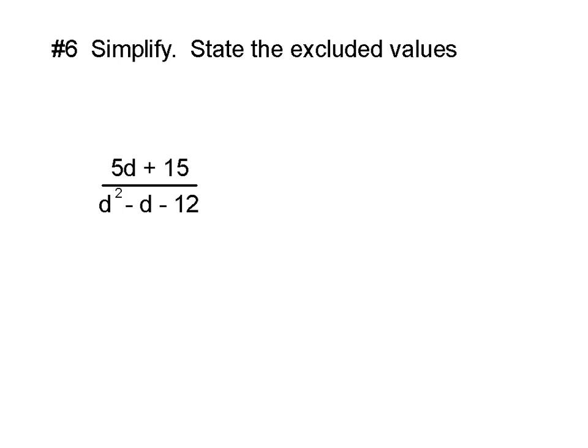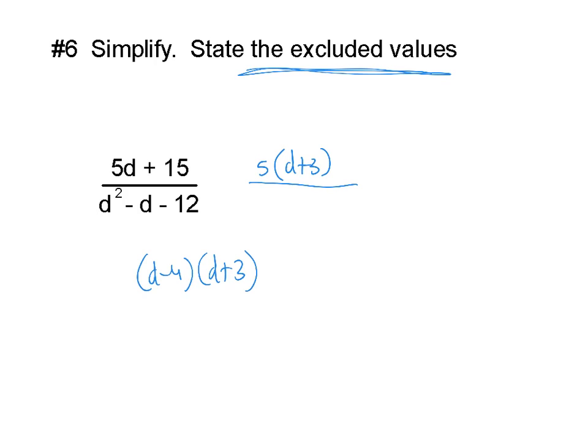Number 6, this would be one where we're going to factor to simplify, and then we'll state the excluded value. So let's do that. Notice on the top, we can divide out 5, can't we? So we end up with 5d plus 3, okay? And then let's factor that bottom for 12. What if we went with negative 4 and positive 3? That would give us this minus 1 that we would need in the middle, right? So if I put those right here, now we can definitely cancel something out, right? Let's do that. So we end up with this, 5 over d minus 4.